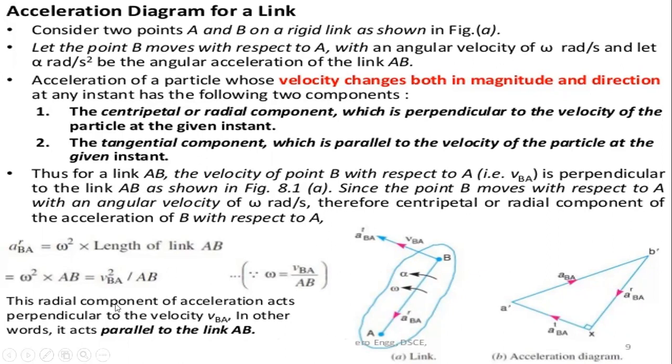Therefore, this radial component of acceleration acts perpendicular to the velocity VBA. So they act in perpendicular directions. In other words, it acts parallel to the link AB. Whenever there is no radial component and there is only a tangential component, the tangential component acts parallel to the link AB.